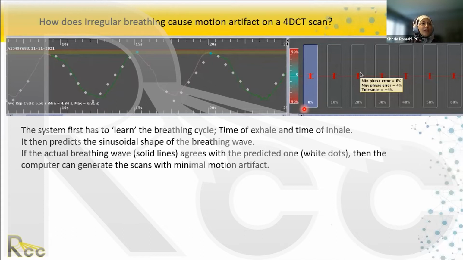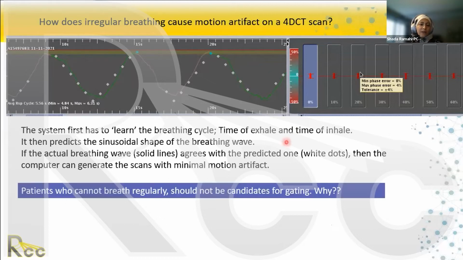Usually you have 8%, 10%, and then you have to go in manually and adjust and let the computer know, no, let's move this up a little bit here or down. It takes a lot of time because most patients do not really breathe this nicely and this well. Now, clearly, if the patient cannot keep a regular breath, as we said, then they're not good candidates for gating. And this is something that the physicist and the physician both have to make a decision for.